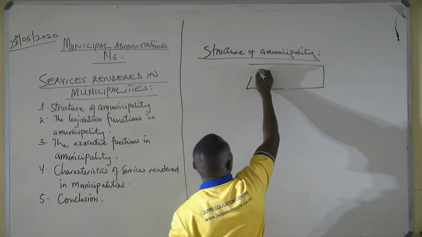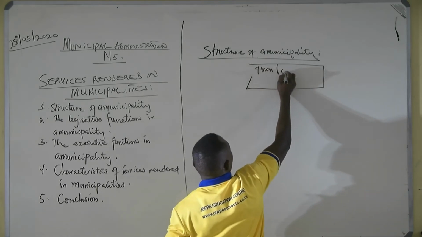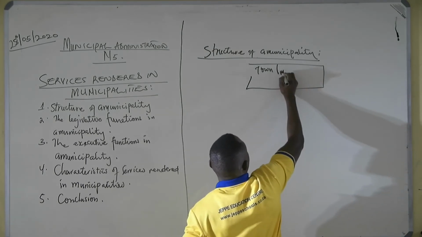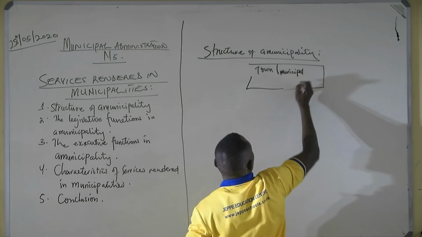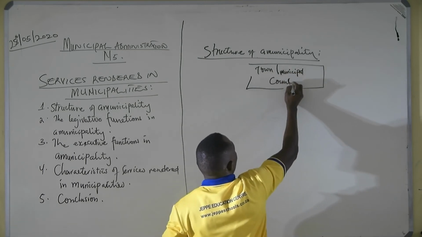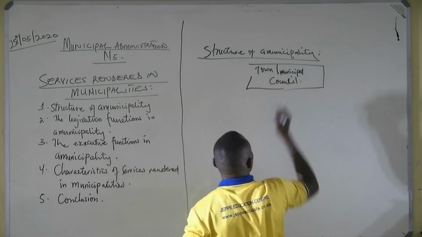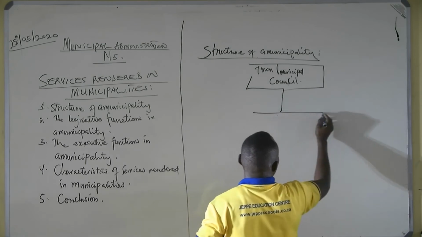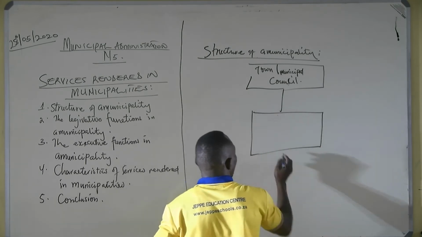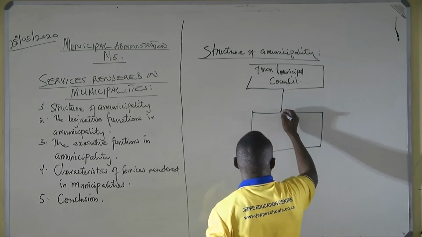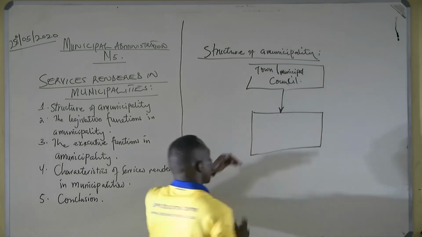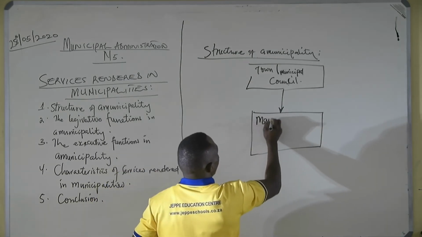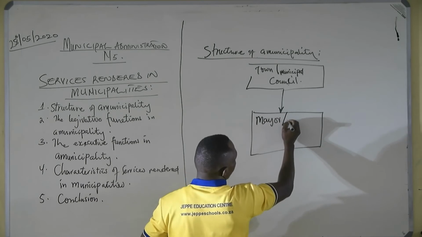Above the municipal administration here, we have what we call the town or the municipal council. Below the municipal council, there is another institution. This institution works hand in hand with the municipal council, and in most cases, it is this municipal council that is in charge of appointing this. This is the mayor.